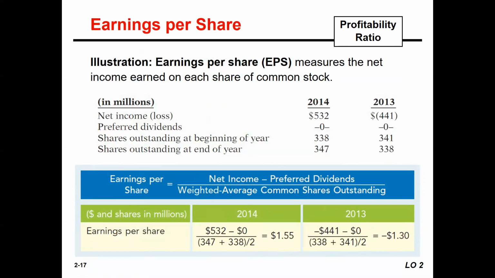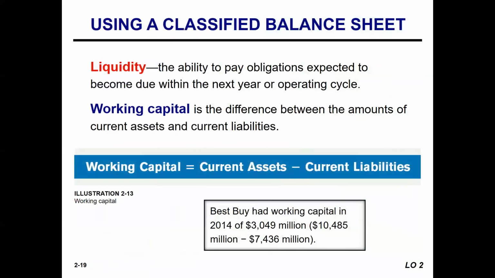But I hope you get an idea as to how this particular ratio explains taking an income statement number, a number from the statement of retained earnings, and numbers from the balance sheet, and coming up with a ratio. Now let's take a look at liquidity ratios. The two major liquidity ratios we look at are working capital and current ratio.